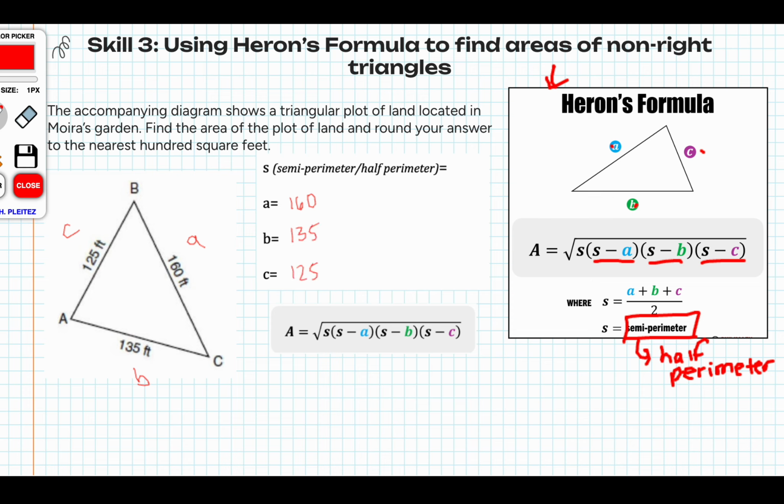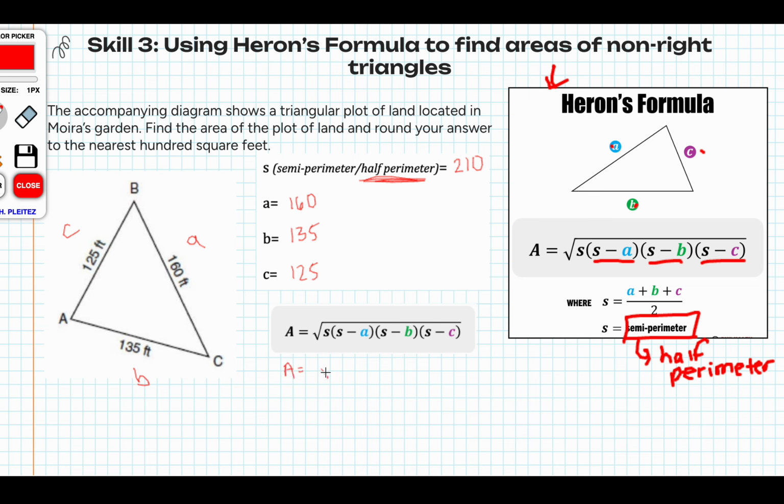So our semi-perimeter is half of our perimeter. So I'm going to do, in my calculator, 160 plus 135 plus 125. And what that would represent is the entire perimeter of our triangle. And we're going to divide that by 2 to find our semi-perimeter. So our semi-perimeter is 210. And now we have all of our variables. Let's just plug it in.